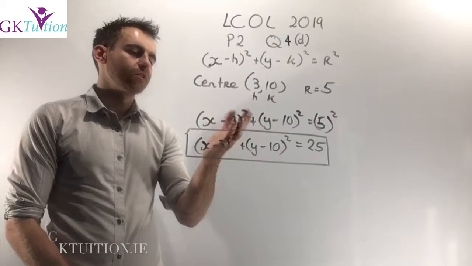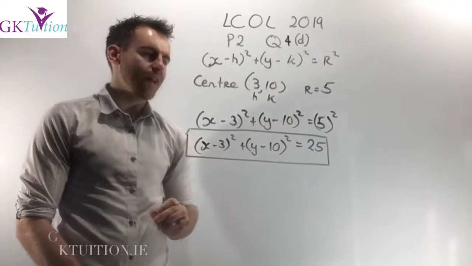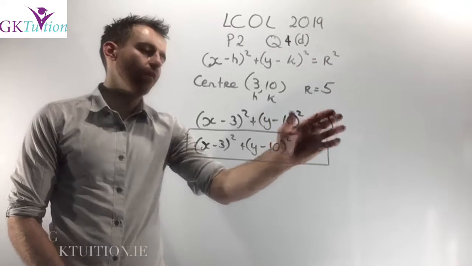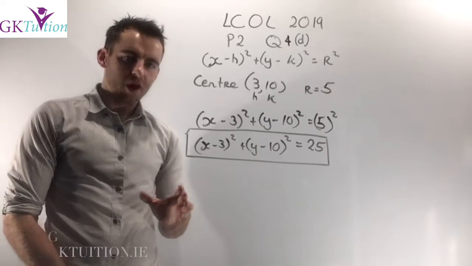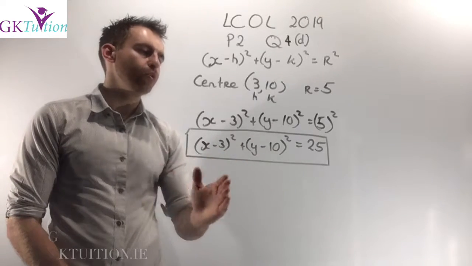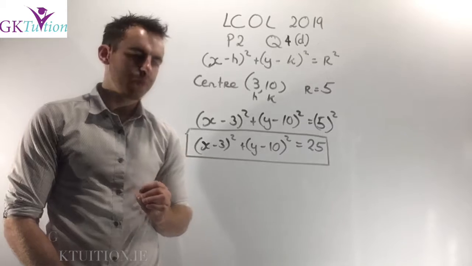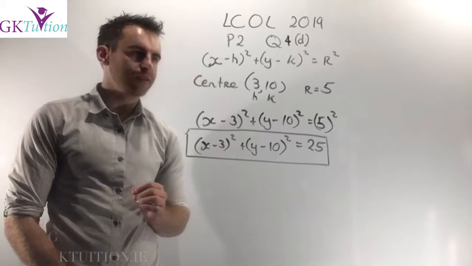So all I did here was I subbed in. Instead of h I subbed in the 3, instead of k I subbed in the 10, and instead of r squared it's 5 squared. Now you're not expected to multiply out the left hand side, you can just leave it as it is. But you do have to square the right and say that 5 squared is equal to 25. So this is your final answer for part D.